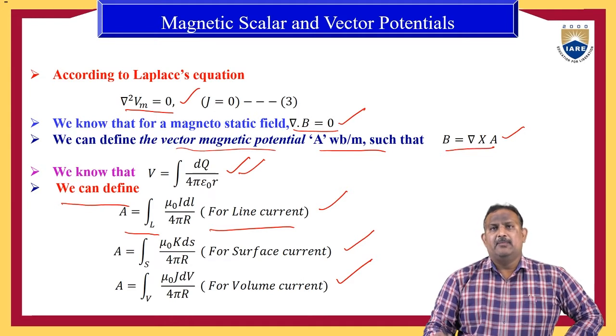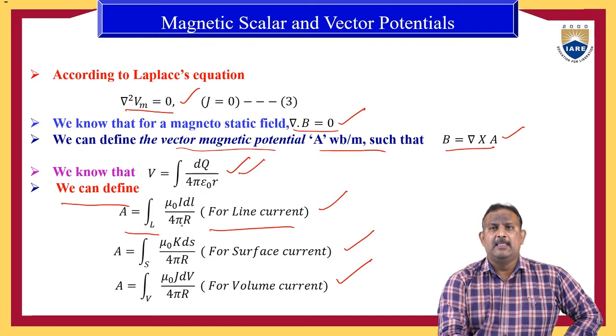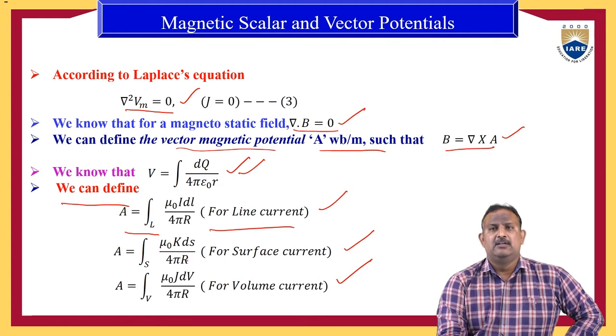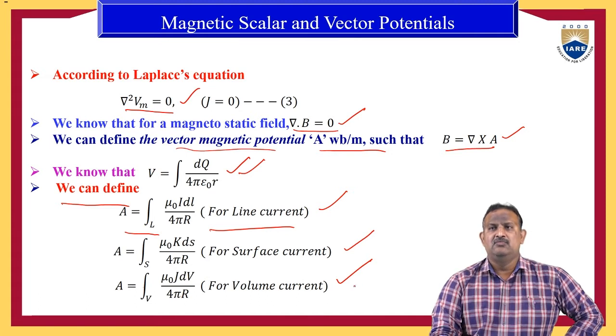For line current, the magnetic vector potential A is equal to the line integral of mu naught I dL by 4 pi r. Similarly, for surface current, A is equal to the surface integral of mu naught K dS by 4 pi r. For volume current, it is the volume integral of mu naught J dV by 4 pi r. Like that we can define the vector potential for line current, surface current and volume currents. So this is about the vector potential and scalar potential of a magnetic field.